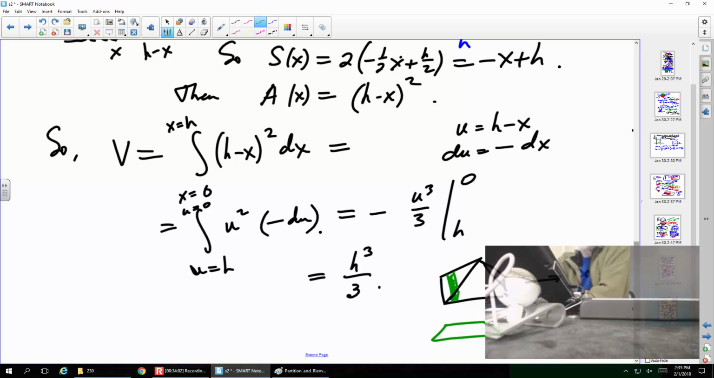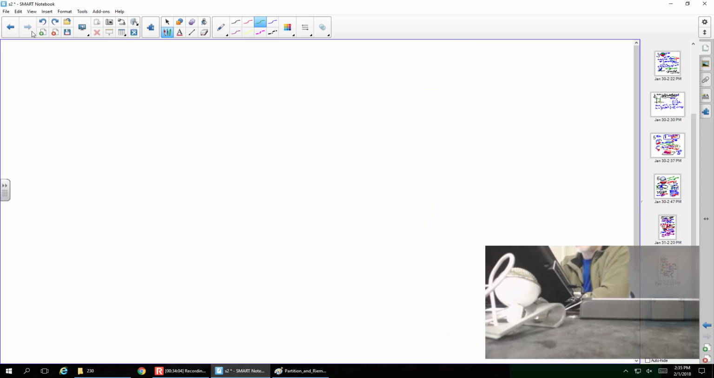Okay, so next is a longer topic. It is the topic about the density and mass, and even the center of mass.